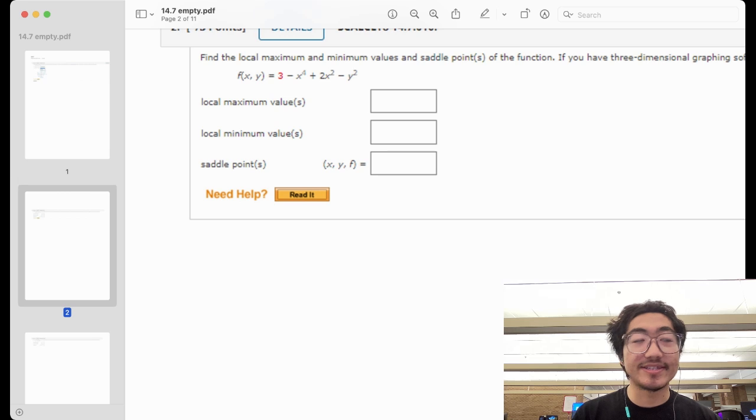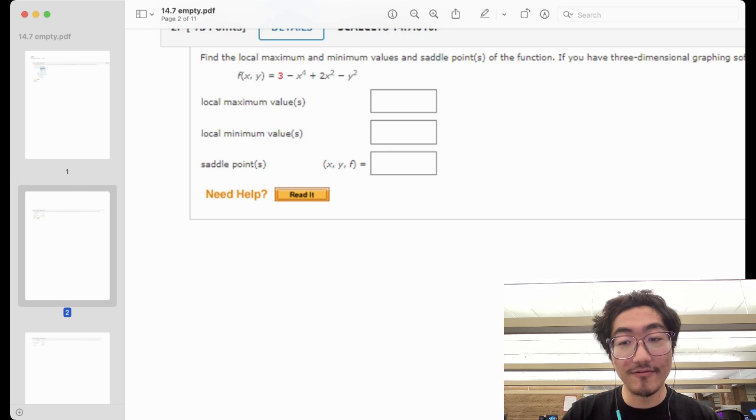Now we set fx and fy both equal to 0, setting up linear equations to find the points. You're going to find x equal to 0, negative 1, and positive 1. Those are the critical points.